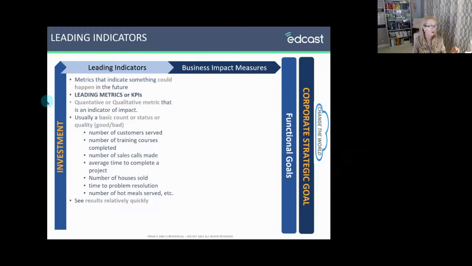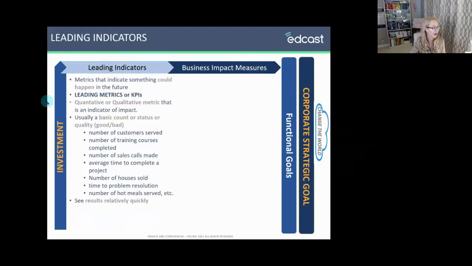Another thing, they're often called leading metrics. You hear some people call them leading and lagging metrics. Leading metrics are business indicators. It's leading to an impact. And the leading indicators can be quantitative or qualitative metrics.